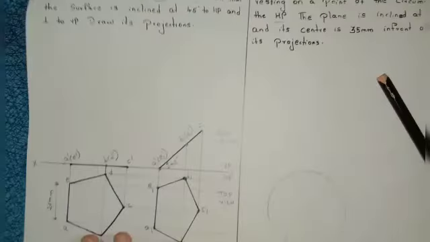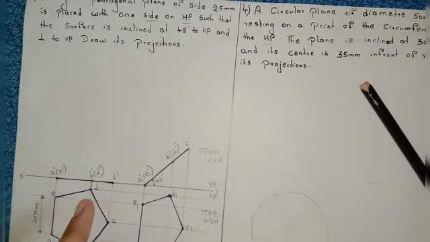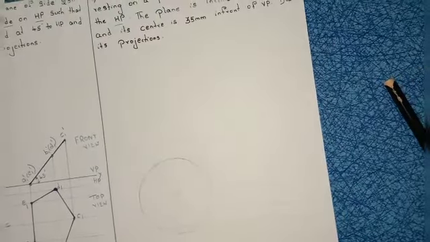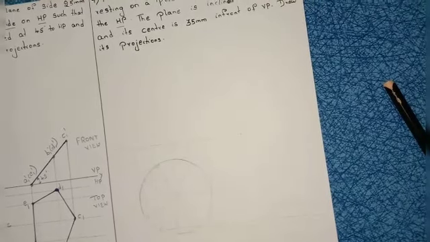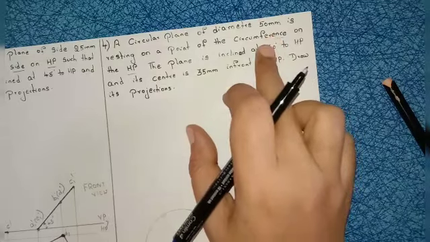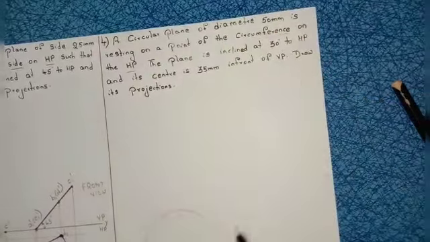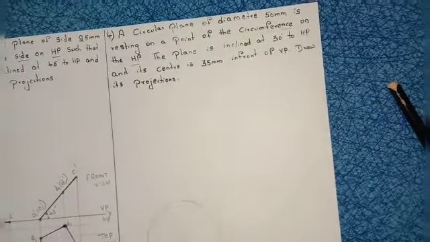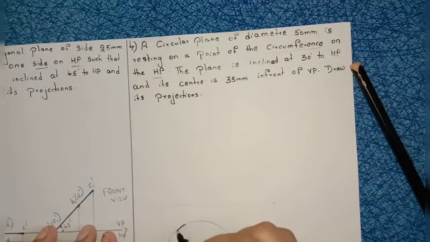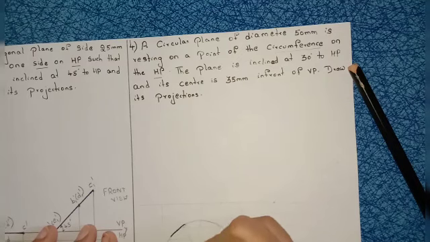In the previous problems they didn't mention any distances, so that's why we took a 5 mm gap and drew the reference line. Here they mention the distance. So how to construct this one? Clearly they mention to draw the circumference of the circle on HP, so I should draw the circle below the reference line. If the diameter is 50, the radius will be 25. So draw a circle.